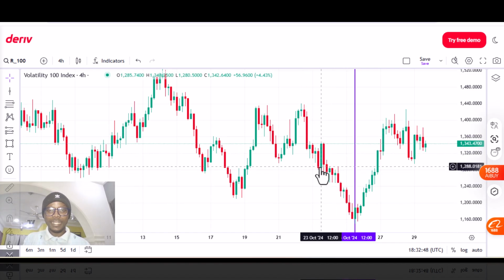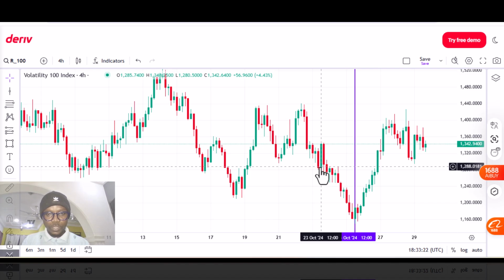Now, what are the key things to look out for? So before the market maker model begins to trade off, it starts with a consolidation. So we have to be able to identify that the market had consolidated. Then after the consolidation, the market gives us two important stages.